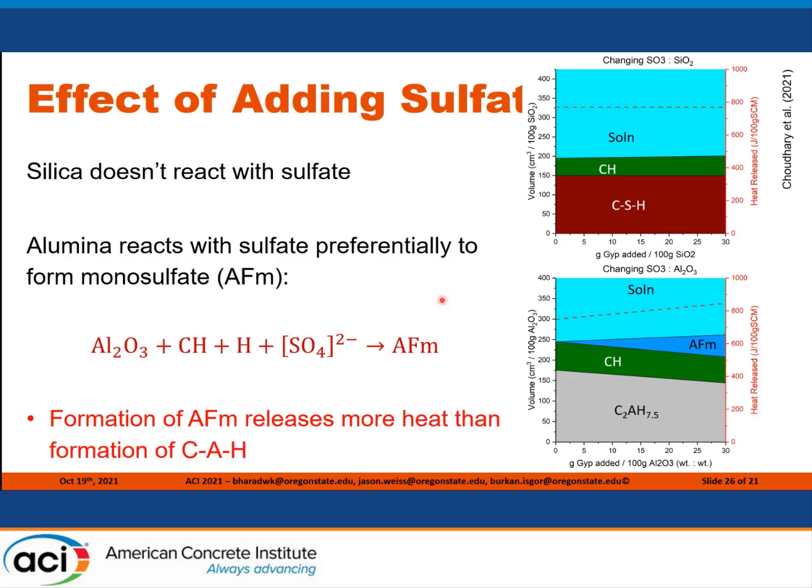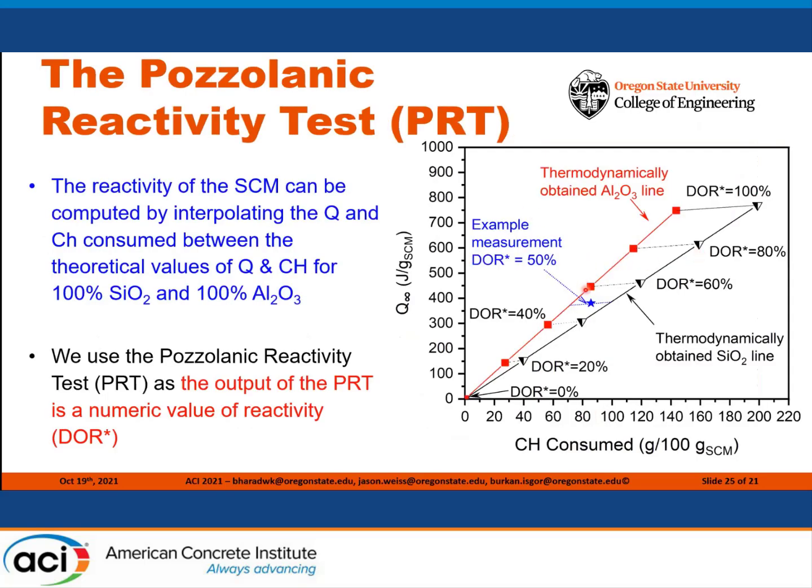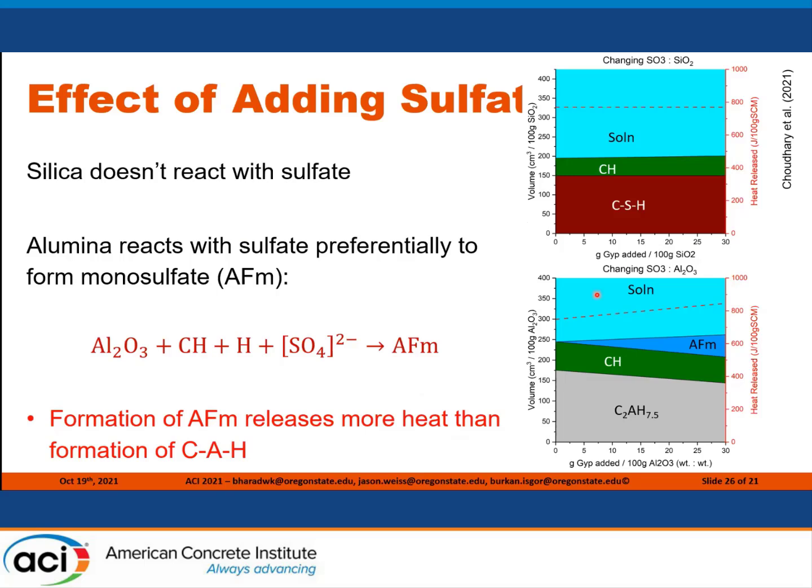Whereas if you don't add sulfates or carbonates, you can directly interpolate the reactivity between these two lines and you can get a numeric value of reactivity. So to summarize the answer to the second question, you're changing the phases that form when you add sulfates and carbonates. So we don't recommend adding sulfates and carbonates if you want a numerical value of reactivity.